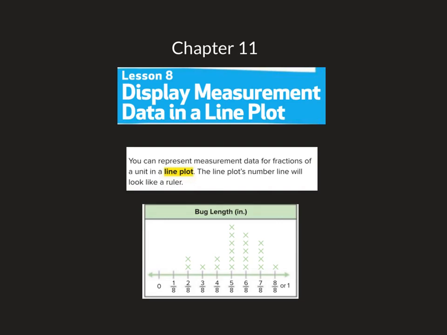Today we're going to be talking about displaying measurement data in a line plot. You can represent measurement data for fractions of a unit in a line plot. The line plot's number line is going to look like a ruler. So here's an example of a line plot. It is just where we have values along the bottom. And then however many times those values show up, we put an X to mark its spot on top.